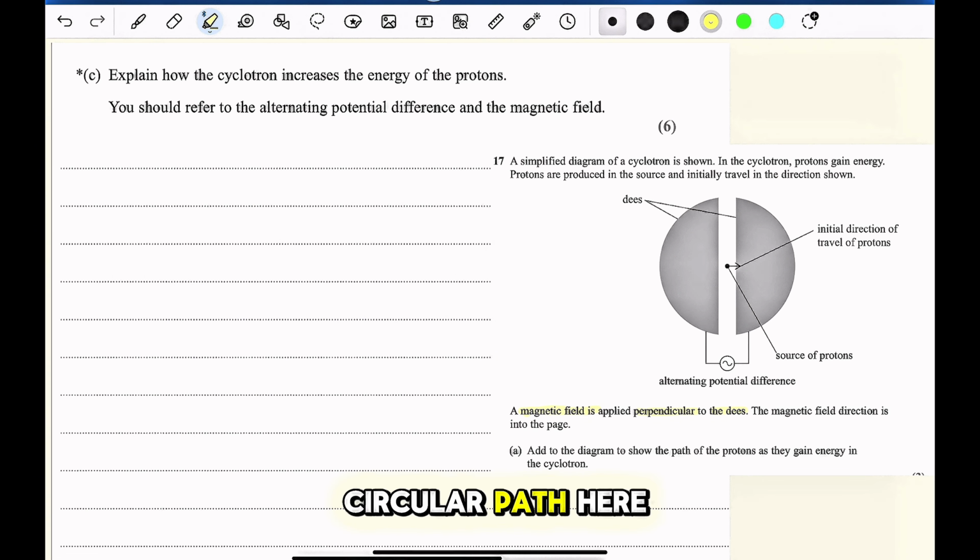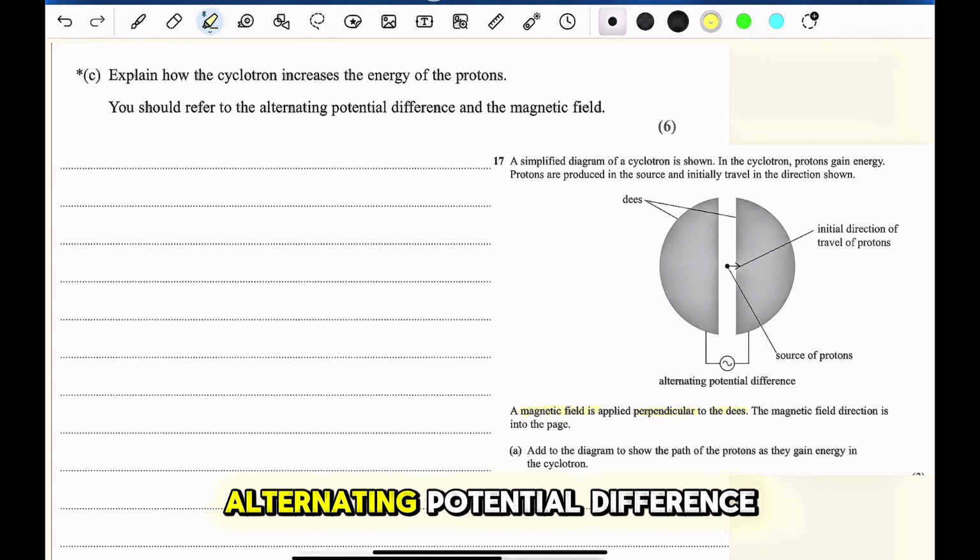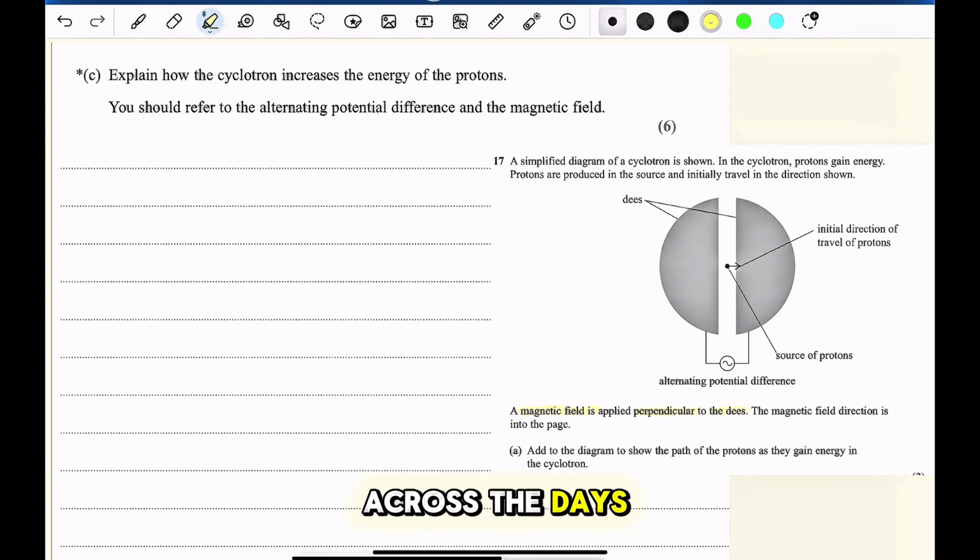There is a circular path here, and there is an increase in the radius of the circular path, and there is a change in polarity across the Ds because there is a source of alternating potential difference across the Ds. Once the polarity changes, it means the particles, protons or electrons, inside the gap are accelerated in the same direction as the electric field lines. Once you know the keywords, let's go and attack the question.